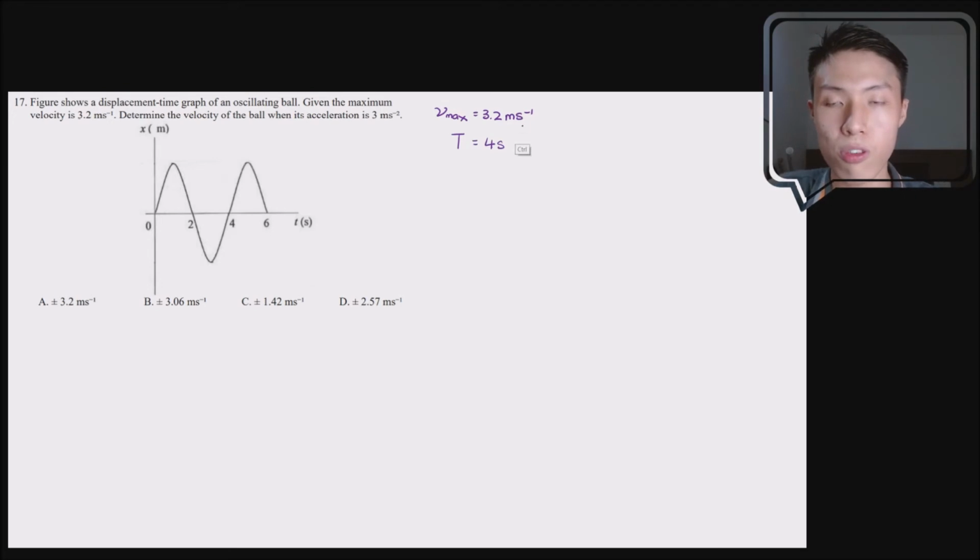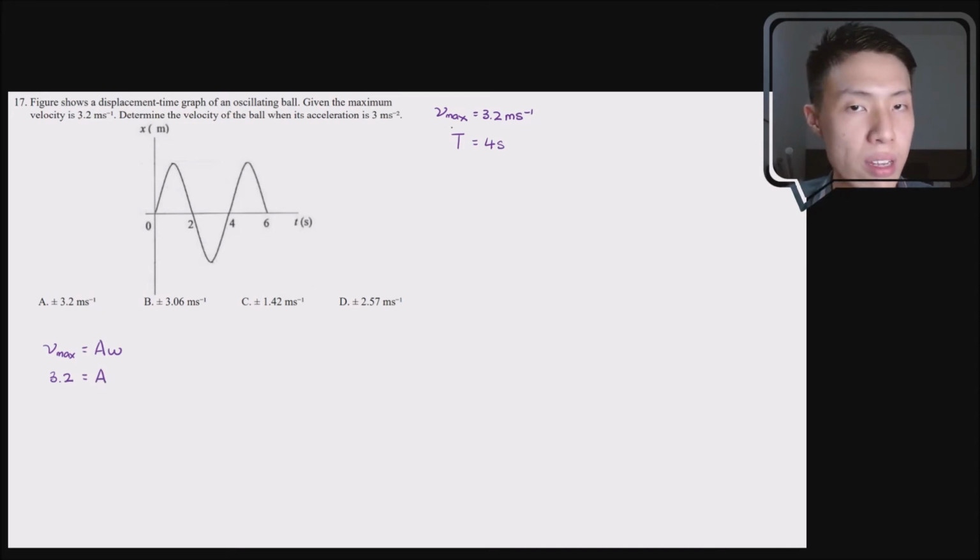Now let's move on to try and determine the velocity of the ball when the acceleration is 3 meter per second square. First, we know that the maximum velocity here is equivalent to the amplitude multiplied by the angular frequency, Vmax equals A omega. This is what we know based on the formula.